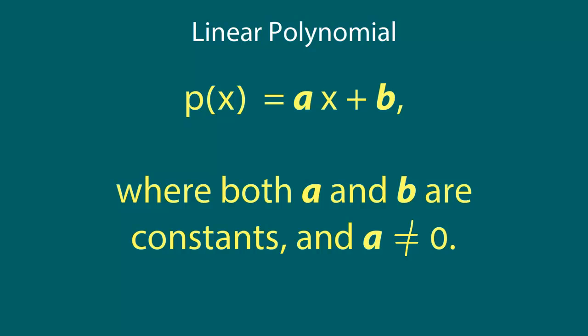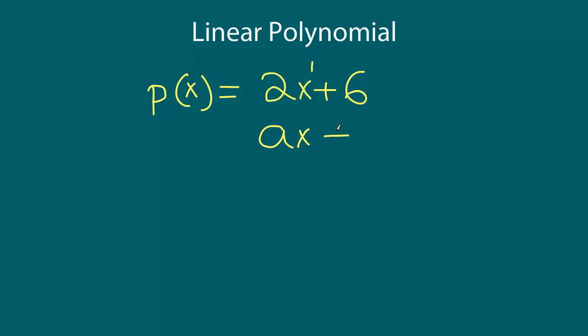So what do we mean by this? For example, let's say we have a polynomial p(x) which is 2x plus 6. Now we know that this is a linear polynomial because this is a polynomial of degree 1. And any polynomial of degree 1 is a linear polynomial. Now if we compare this with ax plus b, here a is equal to 2 and b is equal to 6, right? Now the condition also said that a cannot be 0.